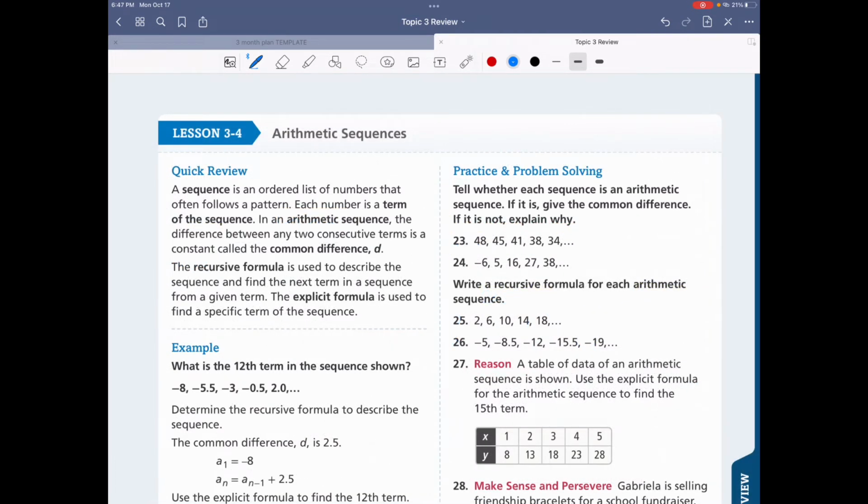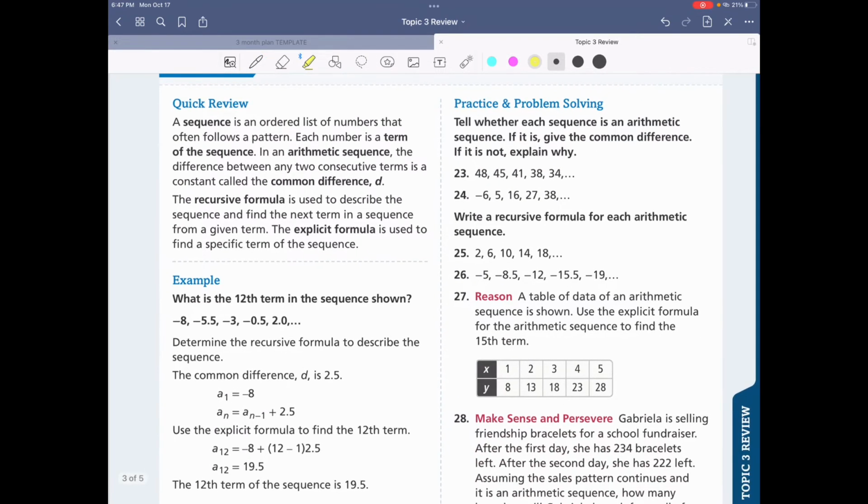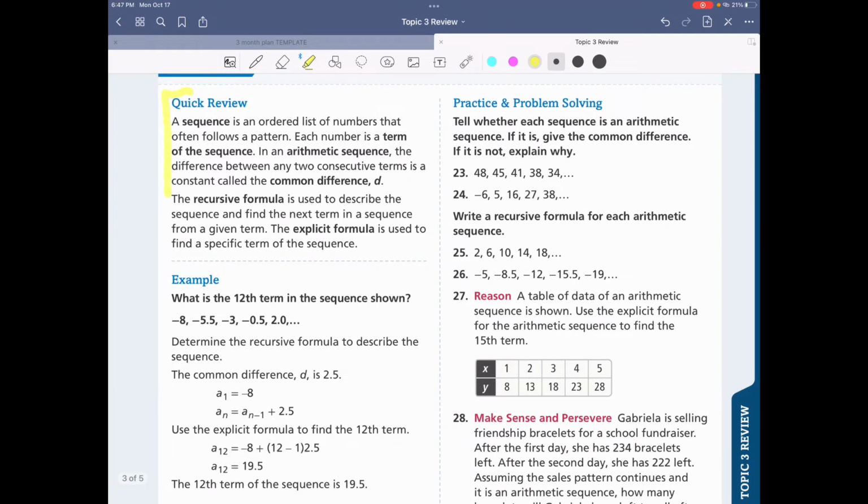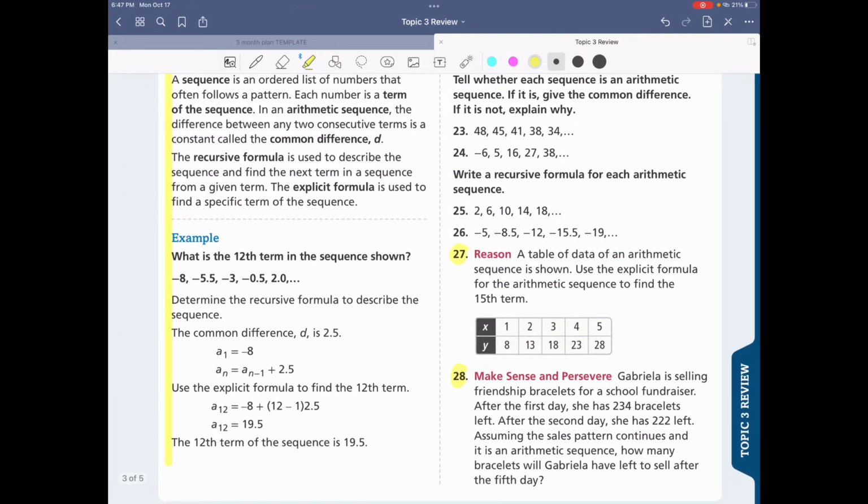All right, we skipped section 3-3, so on to 3-4, arithmetic sequences. For this section, I want you to read the quick review, and I want you to read this example. Let's go over numbers 27 and 28. You'll also need to tell whether a sequence is arithmetic or not. So you may want to do these ones on your own later if you don't know how to do that.